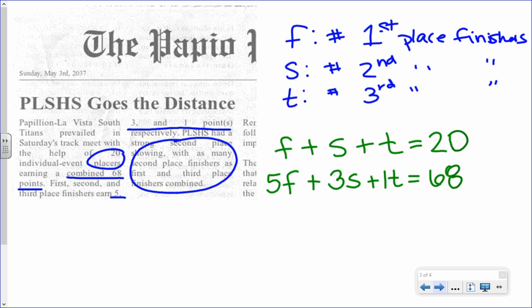Second place has as many finishers as first and third place finishers combined. So how would we write that? F plus T equals S. Okay, F plus T should equal S. First and third combined should be as many as second place.